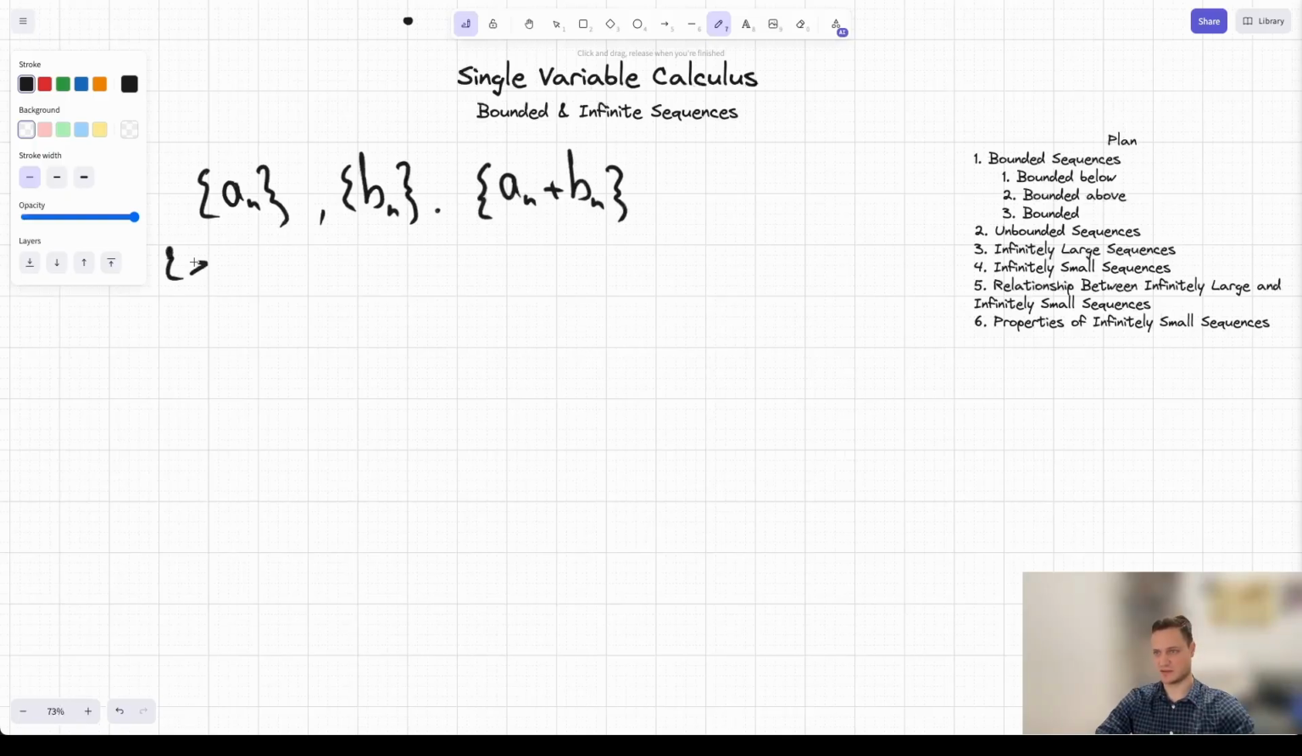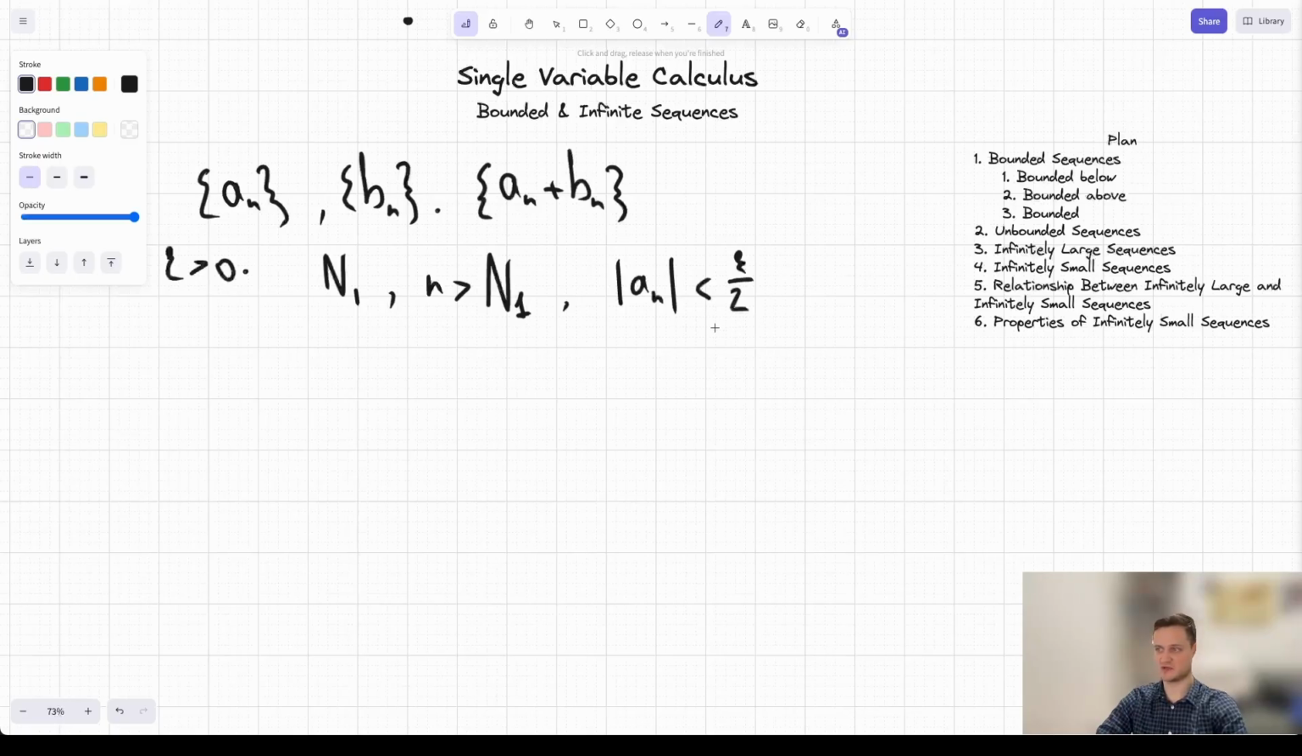Let's take a positive epsilon. Since the first sequence is infinitely small, there is such an n1 that for all indices more than n1, this element is less than epsilon by 2. Why we take epsilon by 2, you will know very soon.